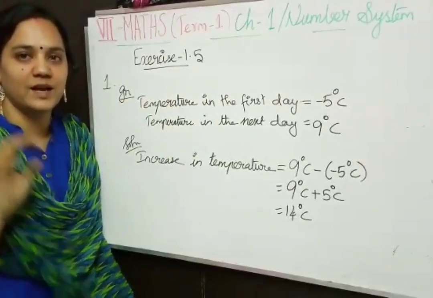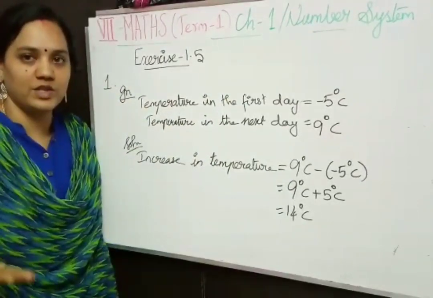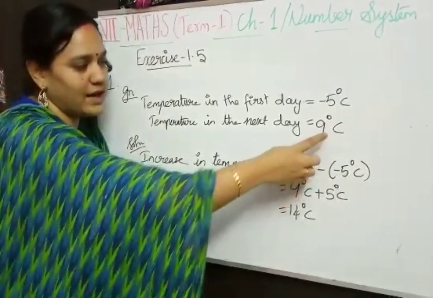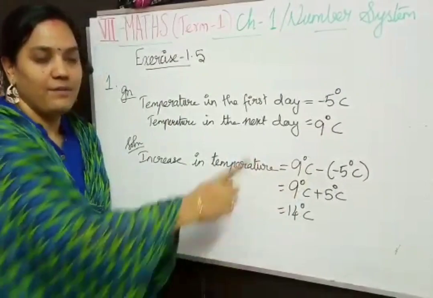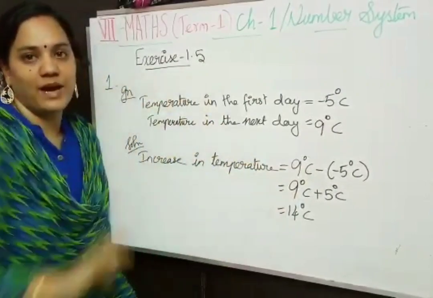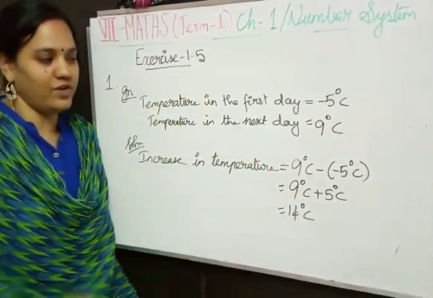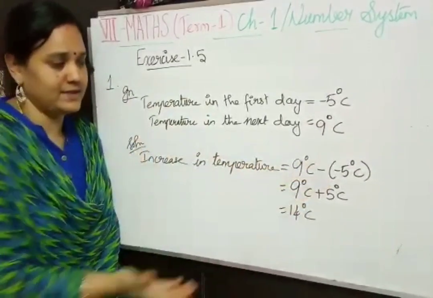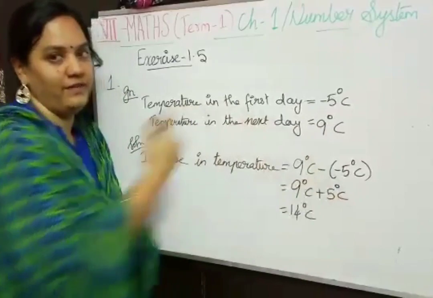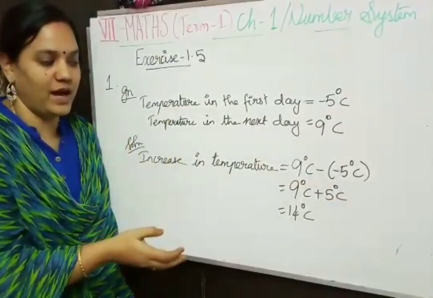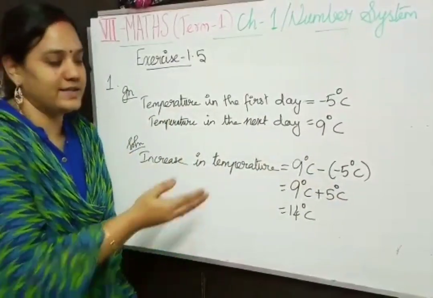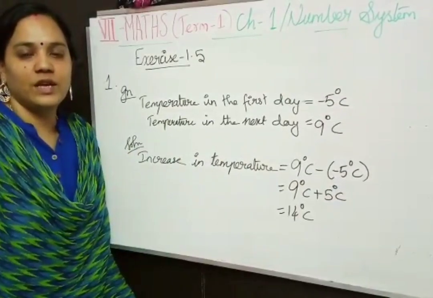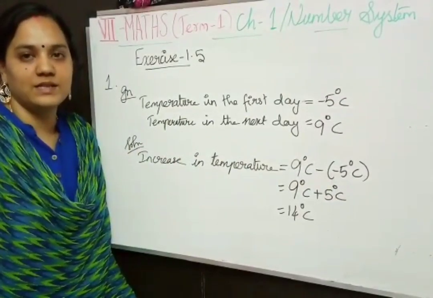So the solution: we have to find out the increase in temperature. So for the increase in temperature, we have to subtract the first day temperature from the second day temperature. Second day temperature is 9 degrees minus first day temperature is -5 degrees. So again we all know the concept. Minus of minus is plus. So 9 degrees C plus 5 degrees C. So 9 and 5 we have to add. So adding, I got the answer as 14 degrees Celsius. So the answer is 14 degrees C, that is Celsius.